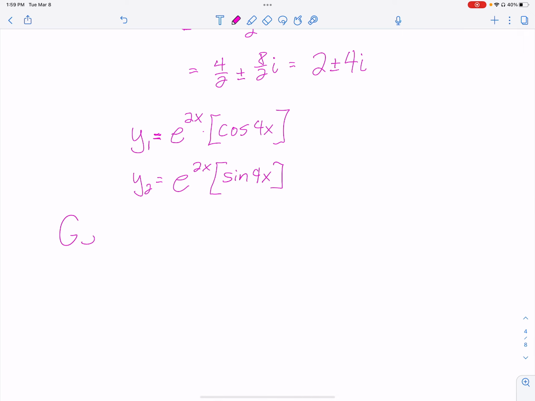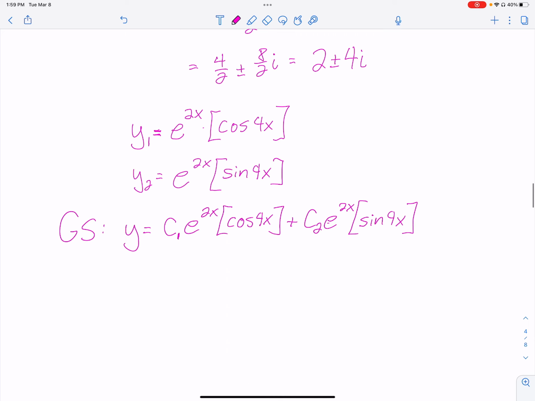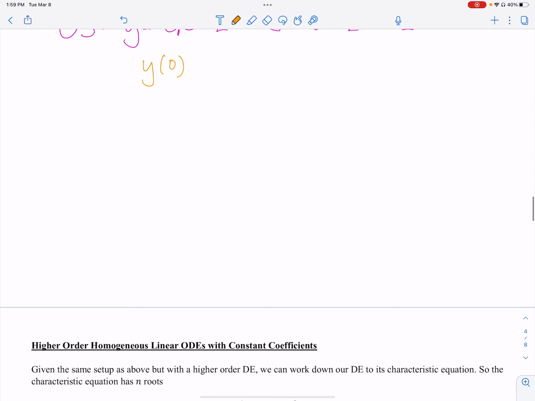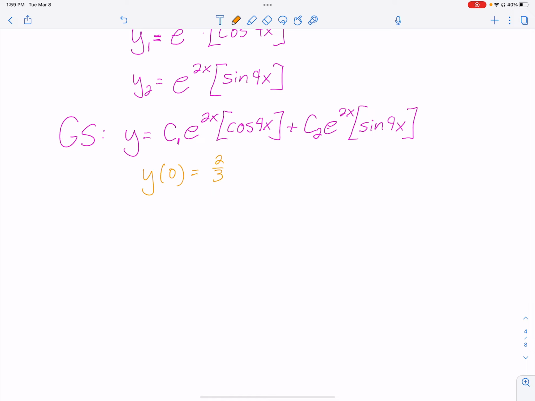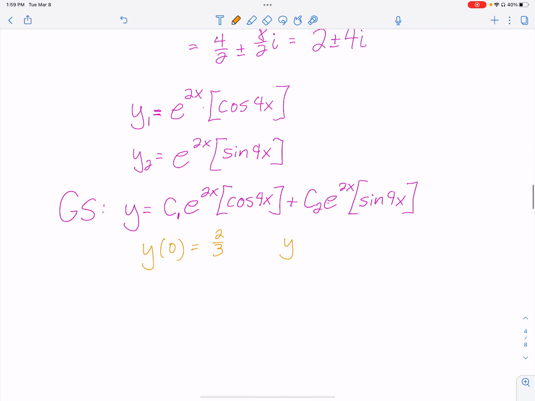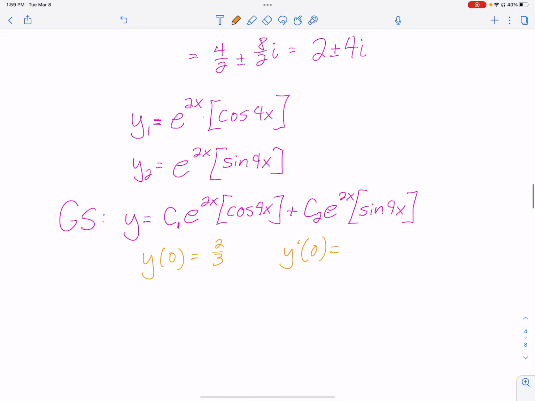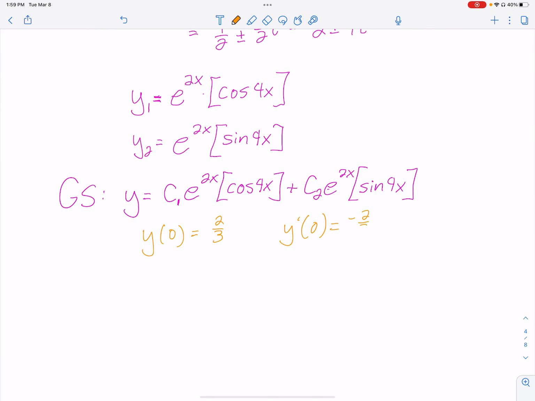Then my general solution is y equals c1, whatever that may be, times e to the 2x times cosine 4x, plus c2 e to the 2x times sine 4x. All right, we have some initial conditions that we're going to use. y of 0, I think, is 2/3, and y prime of 0 is negative 2/3. All right, so I have two c's. I'm going to plug everything in to get my c's out.